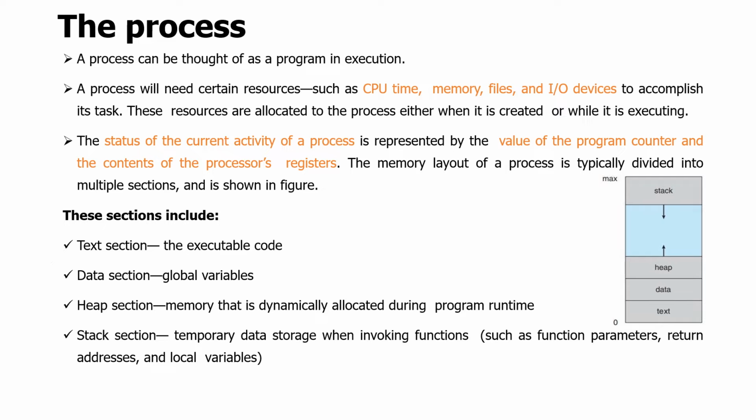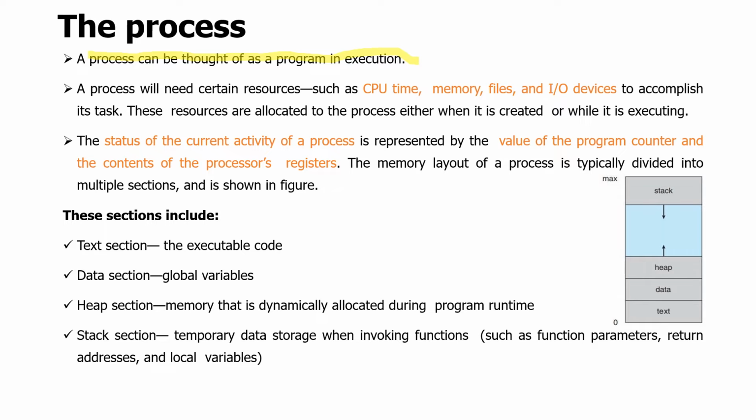What is meant by process? A process can be thought of as a program in execution. Process is nothing but a program in execution. So we can call the process an active entity instead of a passive entity. Program in execution is the definition of a process.